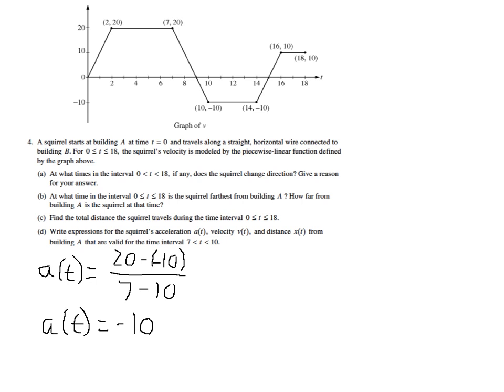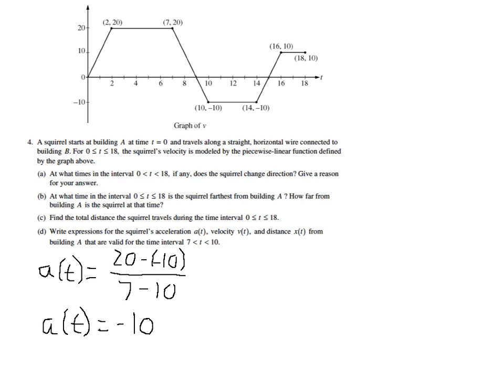So a of t does not depend on time for this interval here. A of t is constant in this linear section here. Of course it changes because the slope changes from positive to 0 to negative to 0 to positive to 0. All they want is this section here where we have a slope of negative 10. So that's all we need. And that's a of t.